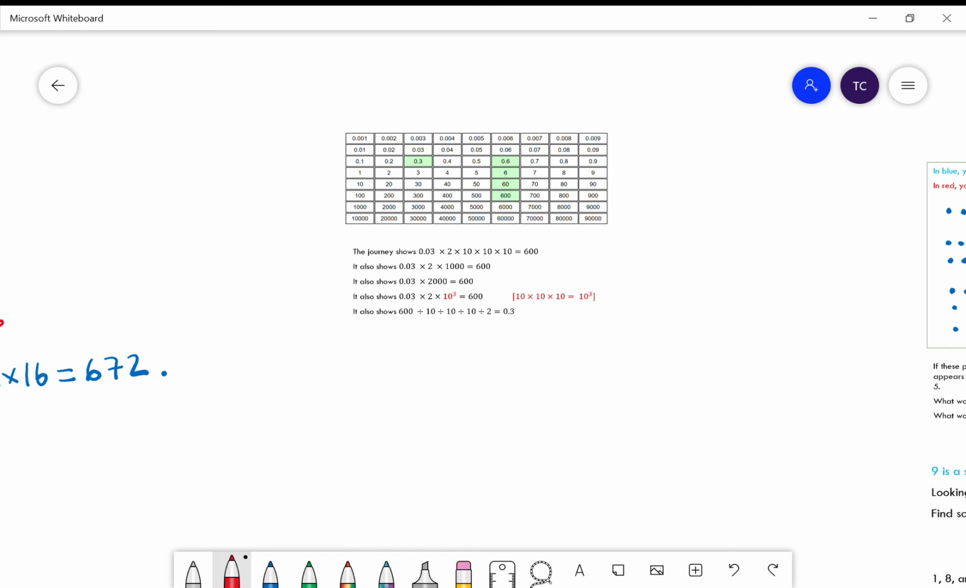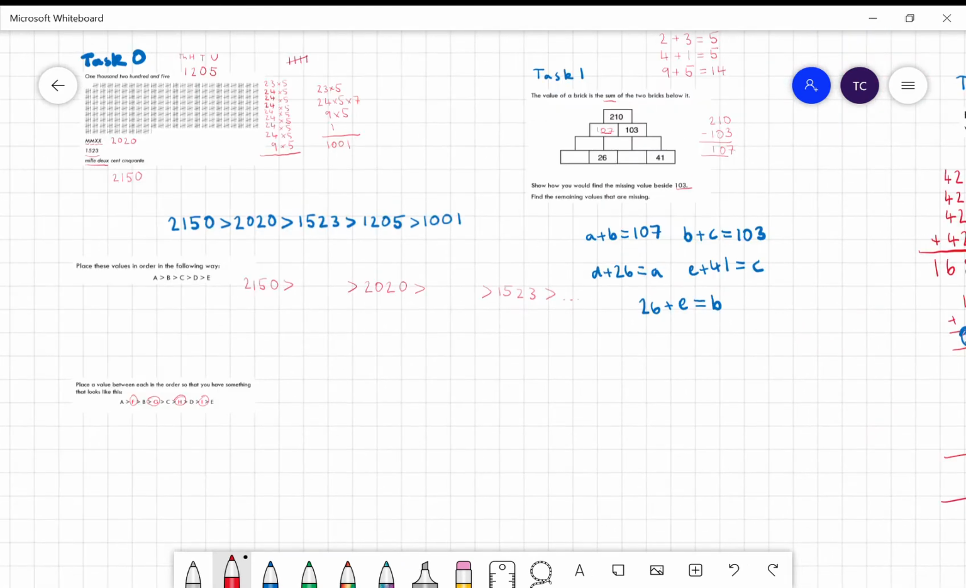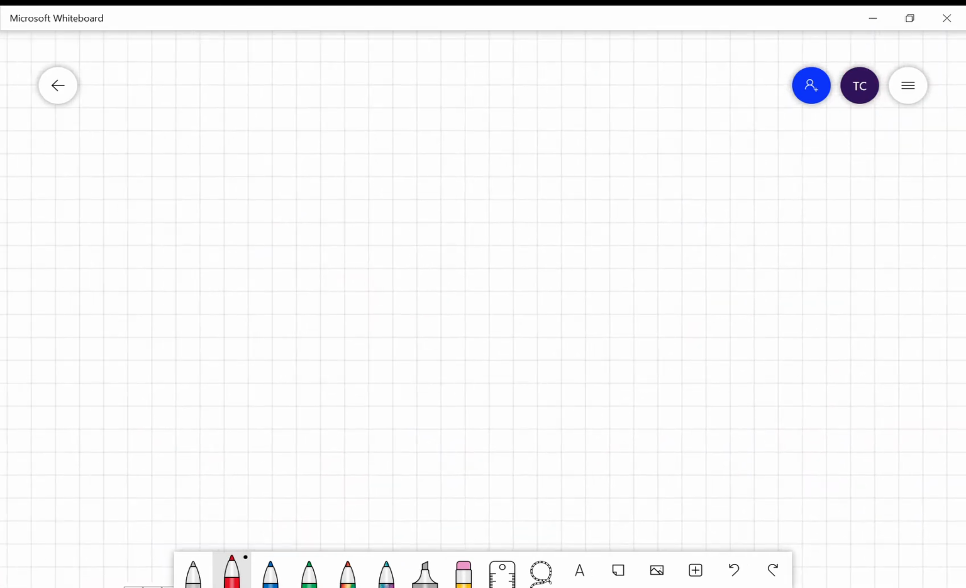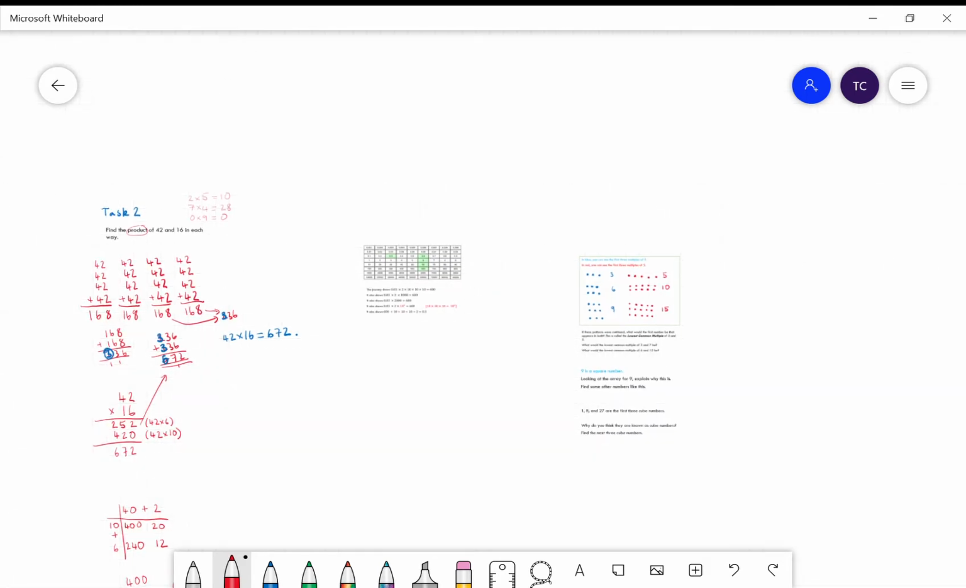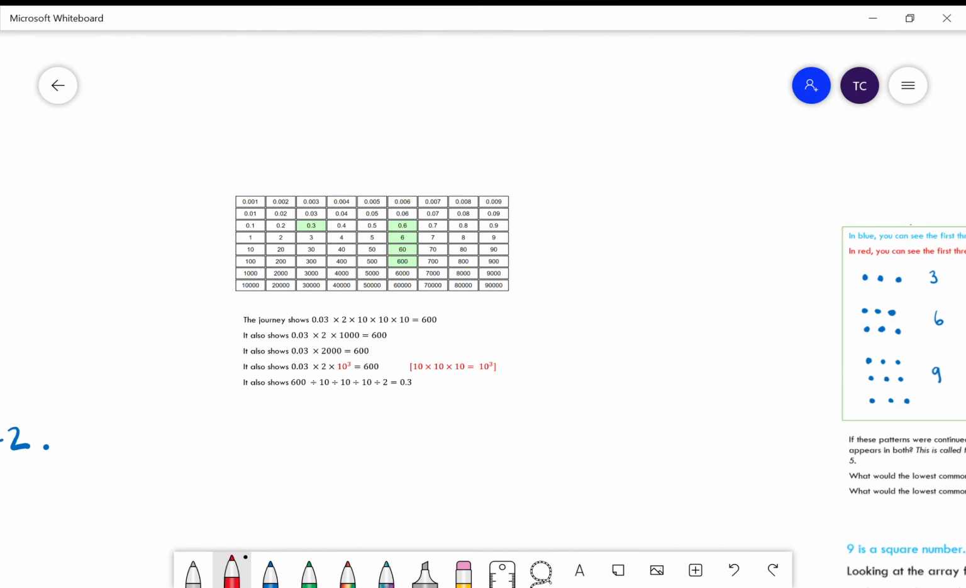Hello again, welcome to task 3. And in task 3, we are introduced to the Gattegno tens chart. So this is task 3.